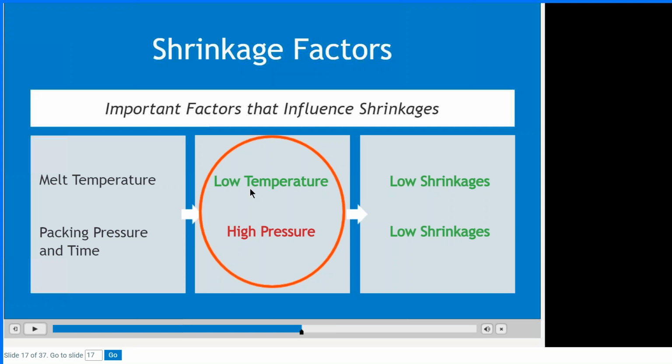Now, if you start with a lower temperature on the melt, you have less expansion of the melt to begin with, therefore lower shrinkages overall. Yeah, lower temperature, lower shrinkage, because we don't expand the material as much. And the packing pressure, of course, is for compressing the material. The higher the pressure, the more molecules we push into the same cavity, or that will occupy the same space. So the more we compress, the lower the shrinkage will be as well. Okay.